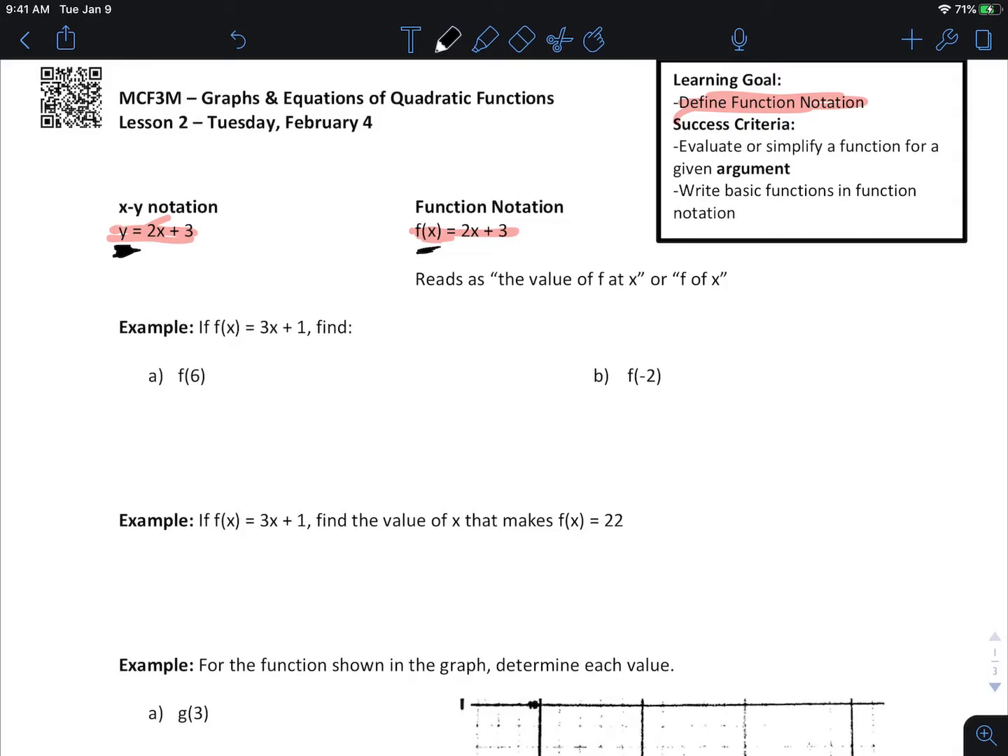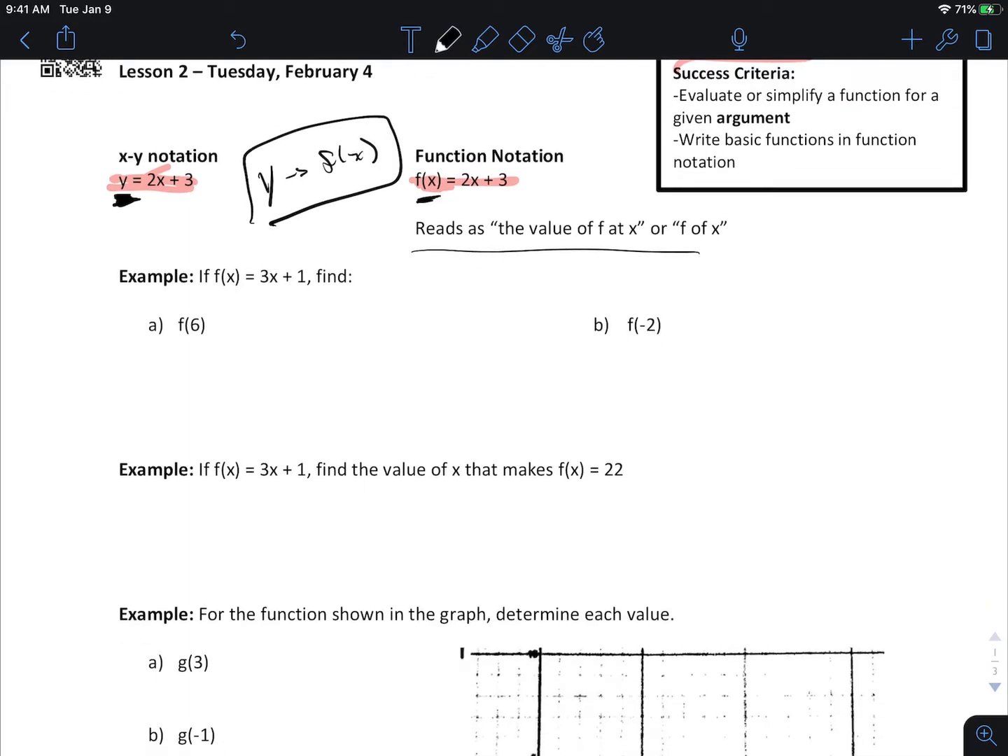So basically, y turns into f of x for your equations. That's the only thing that changes. And it reads as the value of f at x. You want the value of the function when x equals this. When I input a value of x, I want to know what the value of the function, or y, is. That's how that reads. Does that make sense? So for example A, I want to know what the function reads when I plug in x equals 6.